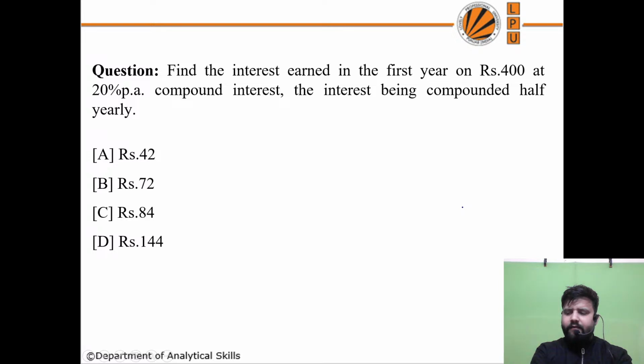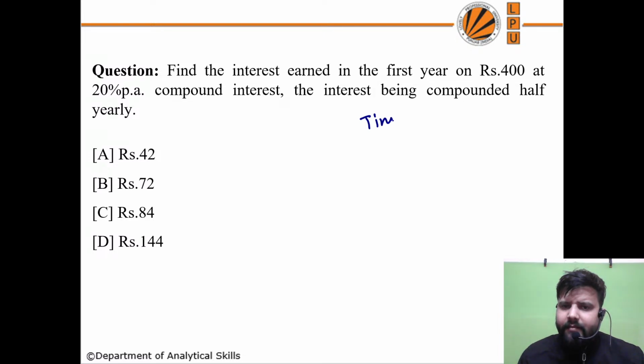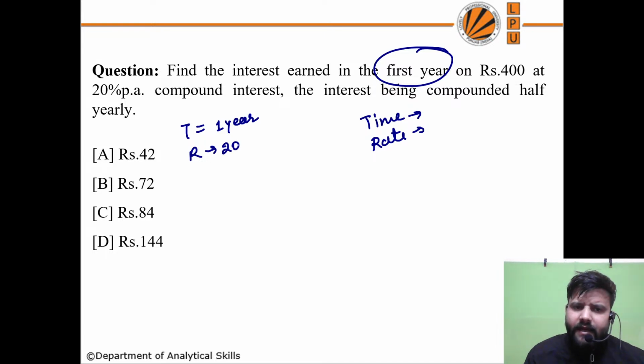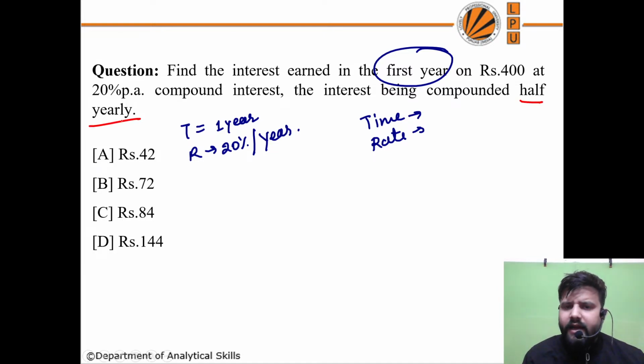Some of you are saying 84. So see here, when compounding comes in the question, only two things change. Remember it. Only time and rate change as per the compounding. So the time given in the question is 1 year, and the rate is given as 20% per annum, meaning the rate of interest is given per year. But the question says half yearly compounding.